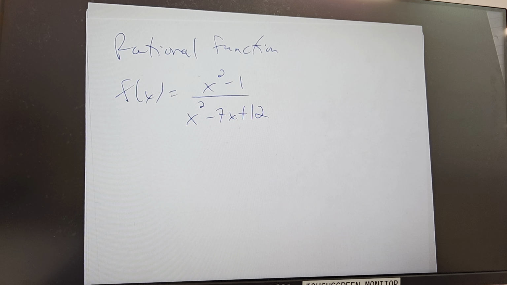And obviously, what are my x-intercepts? 1 and negative 1. Yeah. So it'll be (1, 0) and (negative 1, 0).